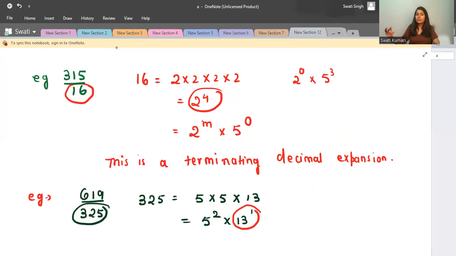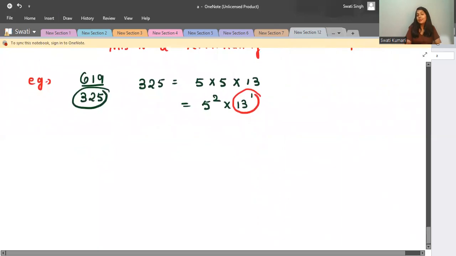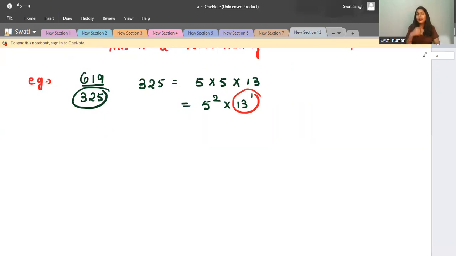We know that if we are just getting the 2 raised to m into 5 raised to n form, then only we can say that this is a terminating decimal expansion. If we are getting any other thing except 2 raised to m and 5 raised to n, then we can say that this is a non-terminating decimal expansion. So directly you have to find the prime factors of the denominator. You will check whether you are getting that 2 raised to m into 5 raised to n form or not. If you're not getting it, directly write down that this is not a terminating decimal expansion.